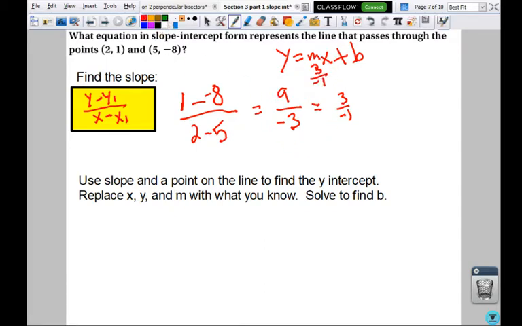But I need to find my b. And it's not super difficult to find, it's just kind of annoying. I'll tell you that right now, straight up. It's kind of annoying. Okay, so I have my m.